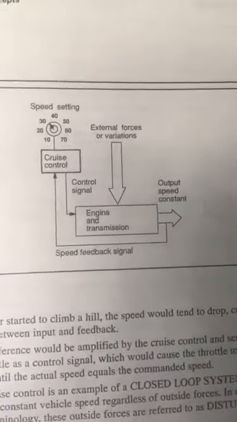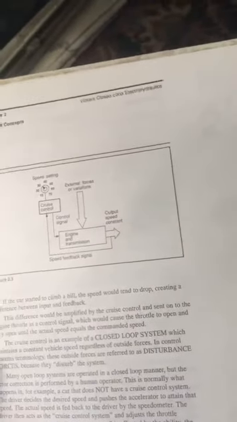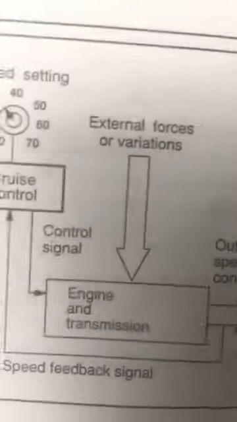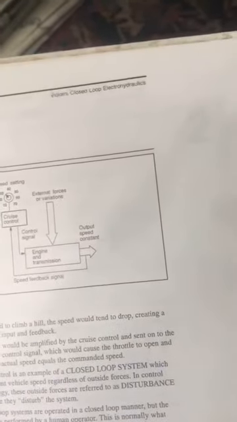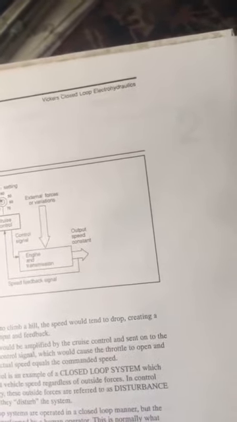Now, this is the feedback signal. If the car started to climb a hill, the speed would tend to drop, creating a difference between the input and feedback. This difference would be amplified by the cruise control and sent on to the engine throttle as a control signal, which would cause the throttle to open and stay open until the actual speed equals the command speed.